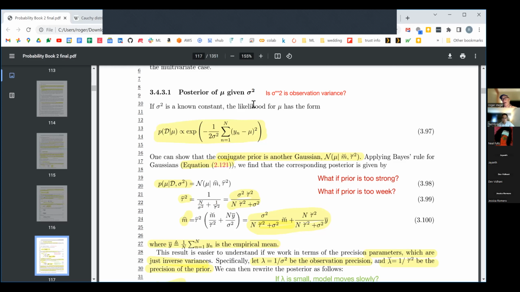I'm going to ask it again because I might have misunderstood the response. In this case, sigma squared is the observation variance. So that's like my voltmeter has noise on it, and the noise is captured as the sigma squared. If you see lines 10 and 11, Roger, it says sigma squared is a known constant. So somebody gave it to you, so it's not part of the prior. It's my observation noise, right?